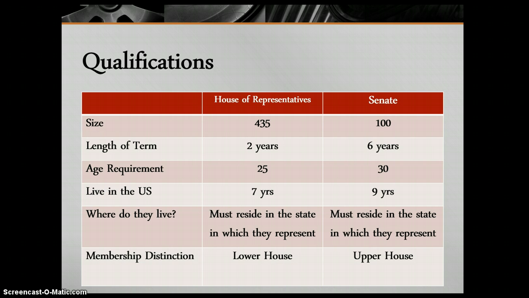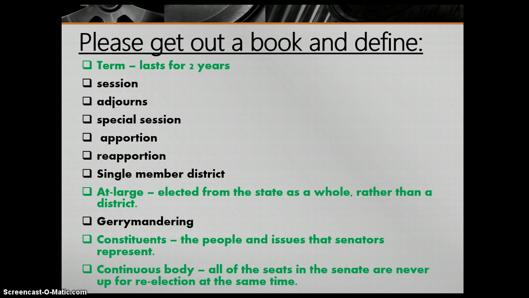Membership distinction just means which house is more prestigious. There are fewer seats in the Senate, so they are harder to win. Therefore, we call this the upper house because it is consequently more prestigious, being that they also enjoy a 6-year term. The lower house is somewhat easier to get into because there are more seats available.